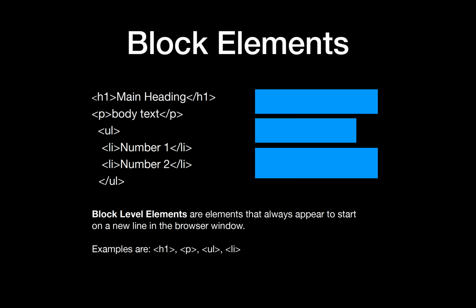So block elements, when we think about HTML, that's going to be a block element. When we are typing it, everything is going to be, unless we tell otherwise, left aligned. Everything is going to be on its individual line, and visually it looks like these rectangles. Block level elements are elements that always appear to start on a new line in the browser window. For example, your headers, paragraphs, unordered lists, and a list item are block level elements. Everything starts on its own line, and if you were to trace around it, it would create these blocks.